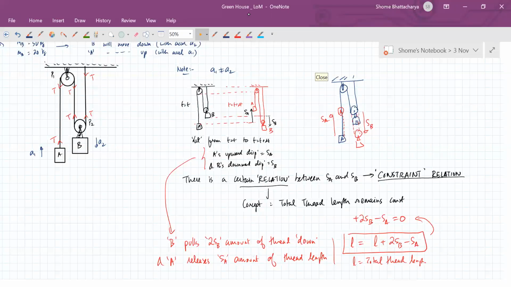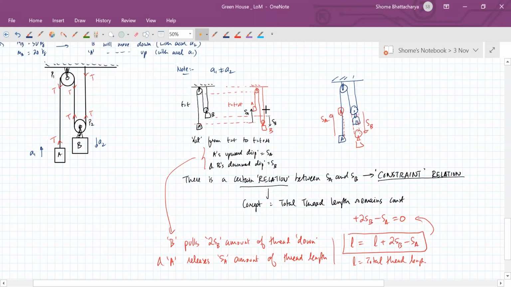No, L is not added. Yes, what is happening? L is the total length of the thread. So what I said in the diagram on the left hand side, this first diagram at t equal to t, this total thread length, just follow my cursor to understand. In this diagram, the total thread length, see it's from A to the pulley, then going around the pulley, second pulley going around it. This total thread length is L.